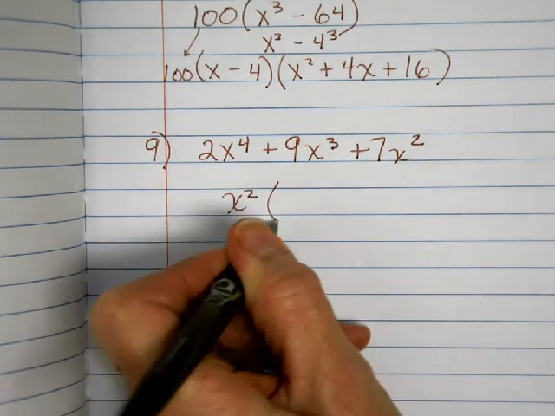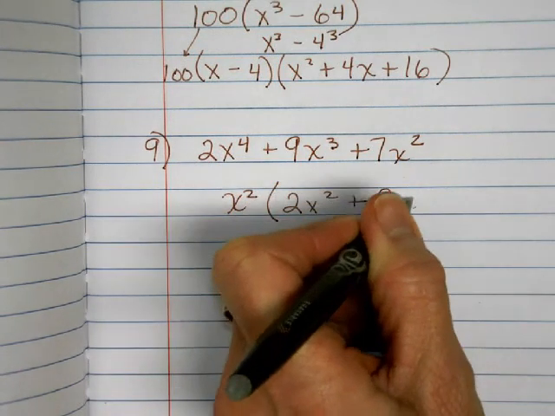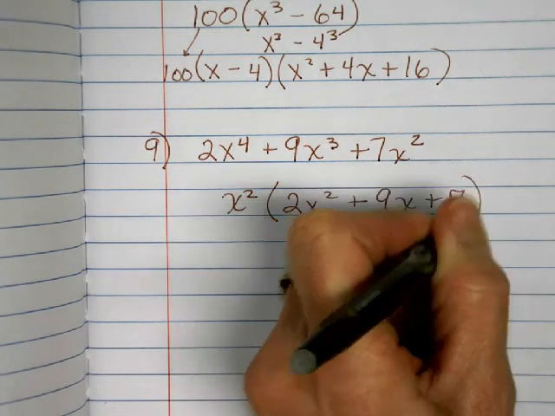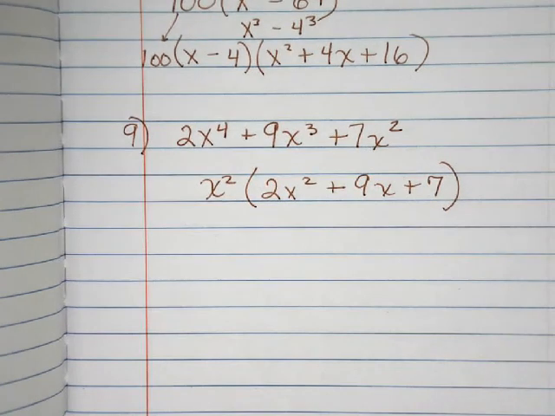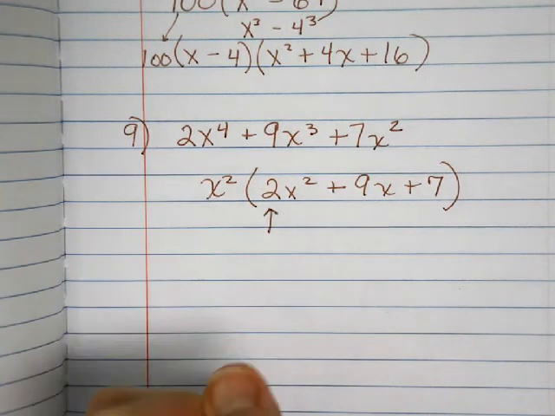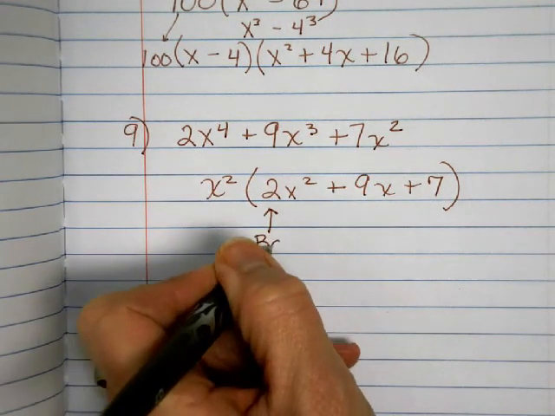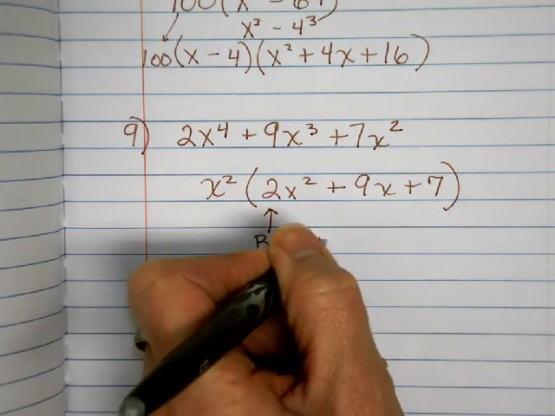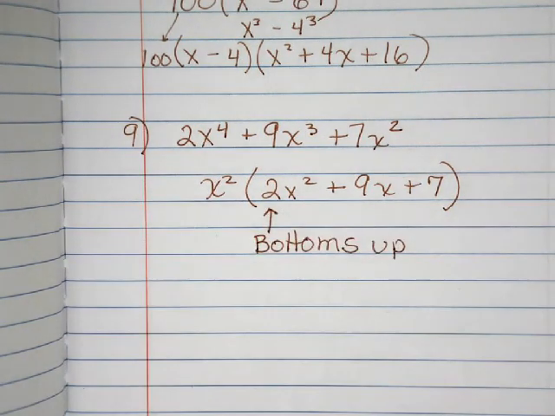Okay, 2, 9, and 7 have absolutely nothing in common, but they all have an x squared. We've got something new. There's a leading coefficient other than 1. So that means you're going to play the bottoms up game. I love this game.